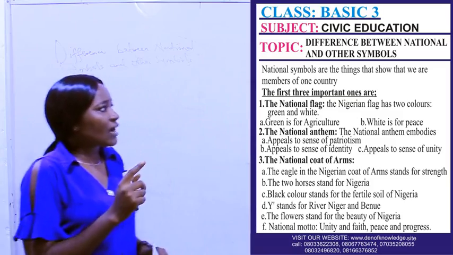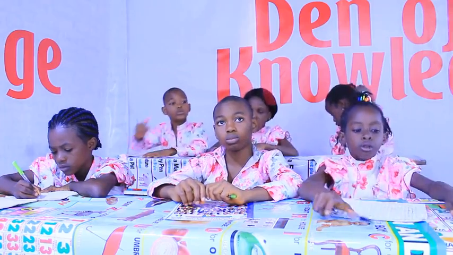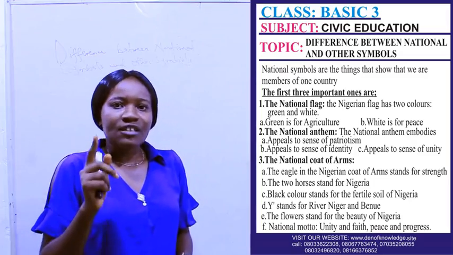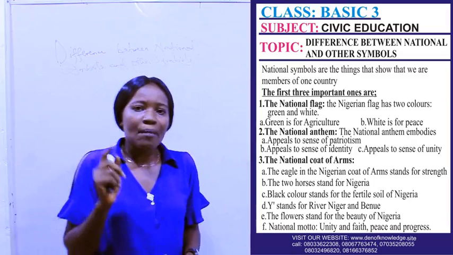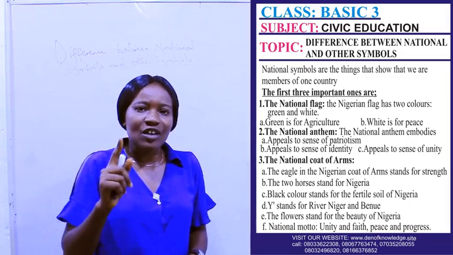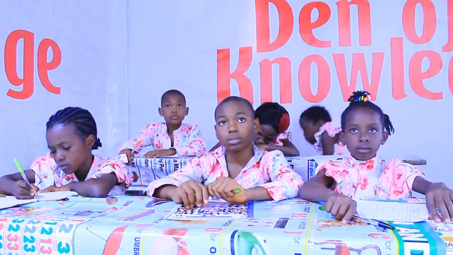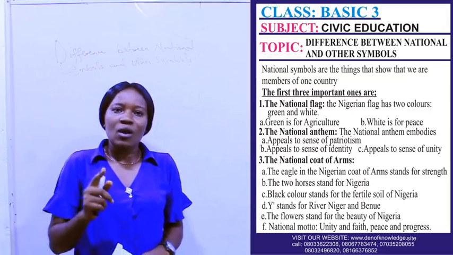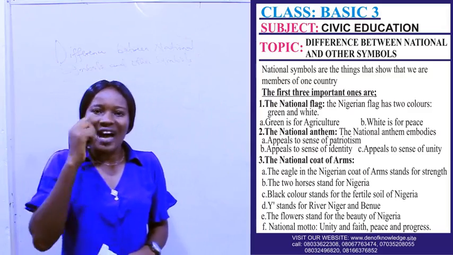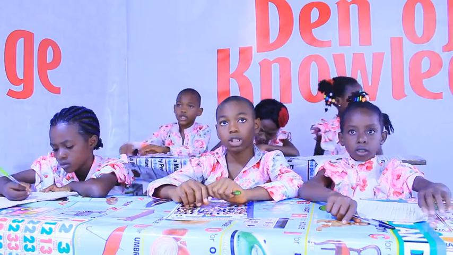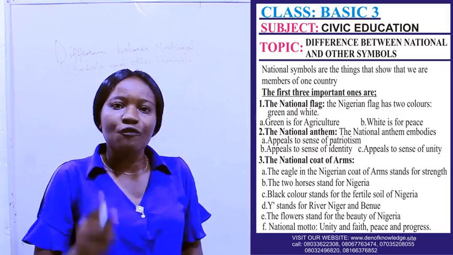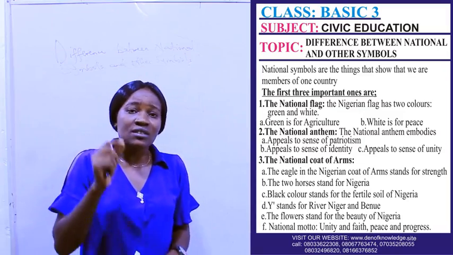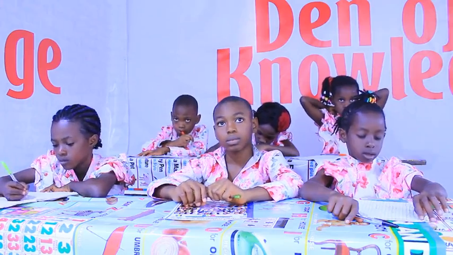The second one is the national anthem. The national anthem embodies 3 things. The first one, it appeals to the sense of patriotism. The second one, it appeals to the sense of identity. And the last one, it appeals to the sense of unity. That is what the national anthem shows.